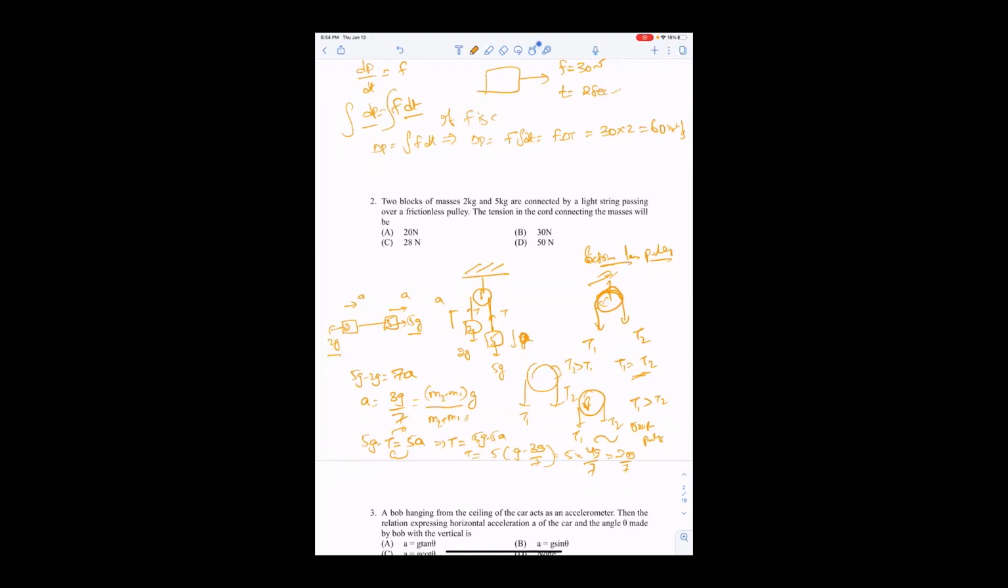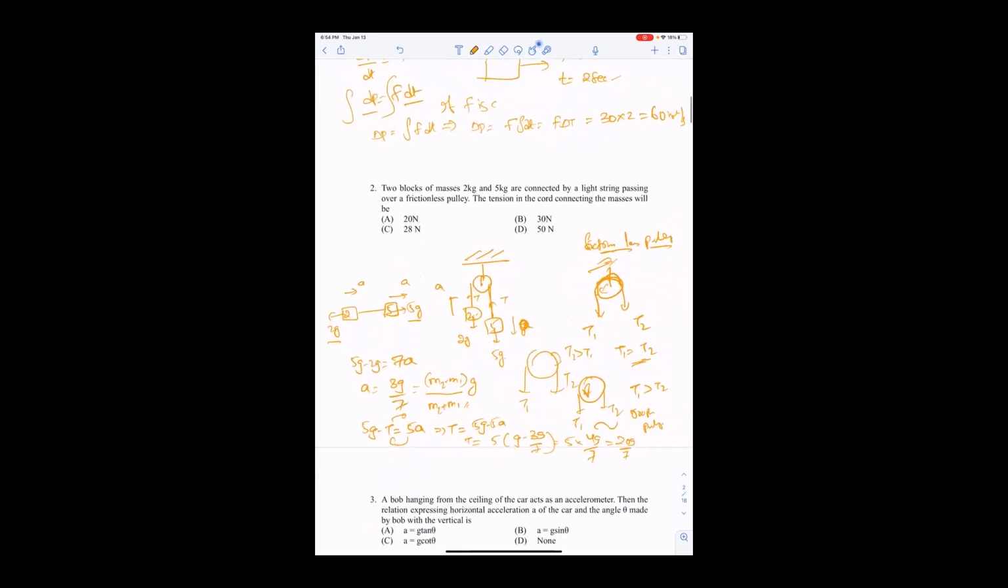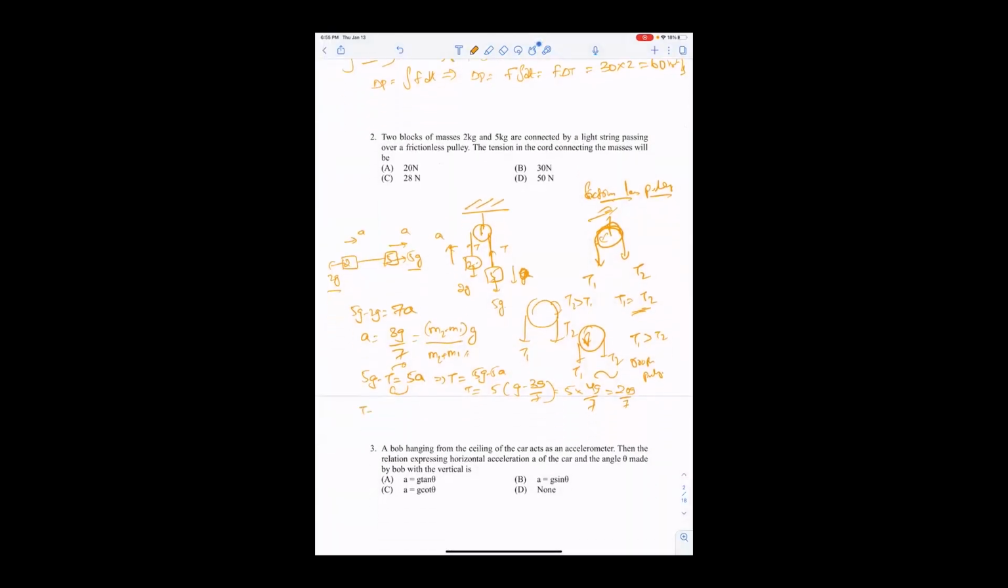Another way, you can take the 2 kg block. If you take the 2 kg block, now I have to write T minus 2g is equal to 2a, because the block is going up. That means tension is more than 2g. So T is equal to 2 into (g plus a). Again, g is the same, a is 3g by 7, right? 7 plus 3, 10, so again 20g by 7. Is it clear, guys?